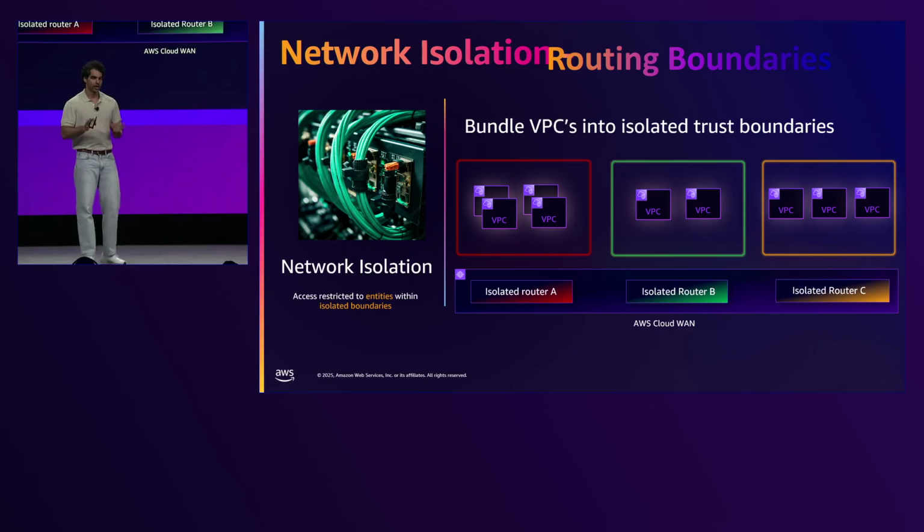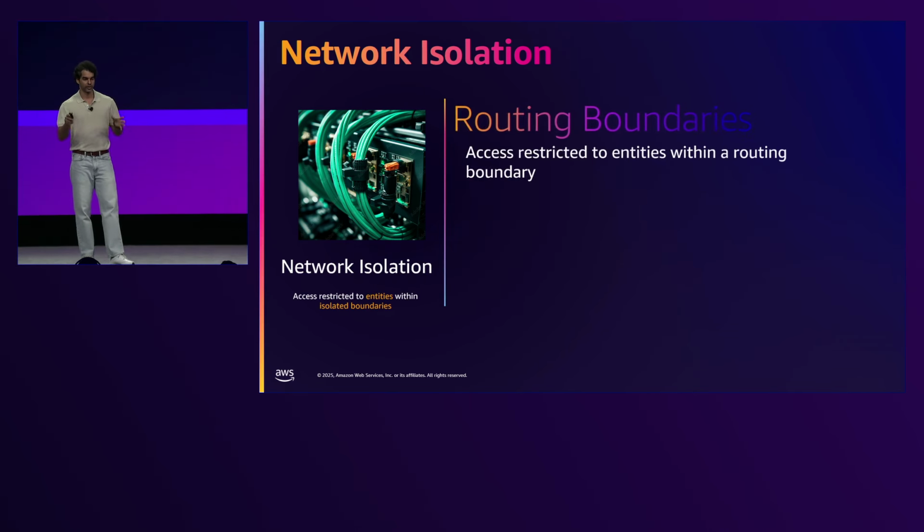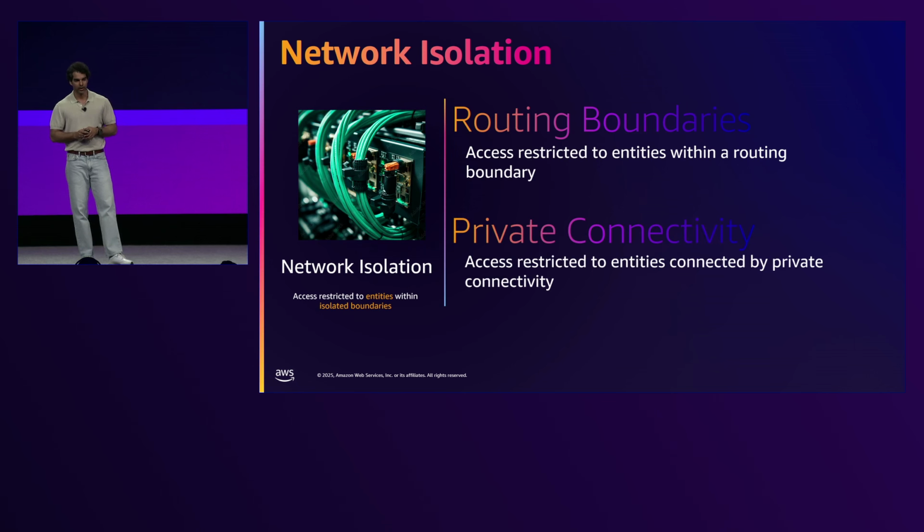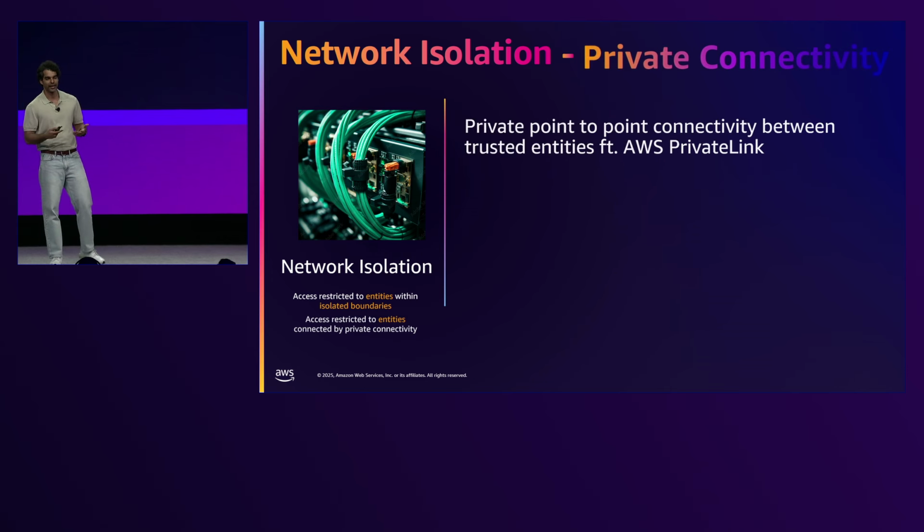So we saw how you can use AWS Cloud WAN to create these isolated routers and then connect different VPCs, which belong to different trust boundaries or routing boundaries, to isolated segments. Now, coming back to our network isolation story, the next is private connectivity, right? Now, in the real world, in the physical world, you can take 2 hosts, connect them with an Ethernet cable, and that's private connectivity. So what does it look like in AWS?